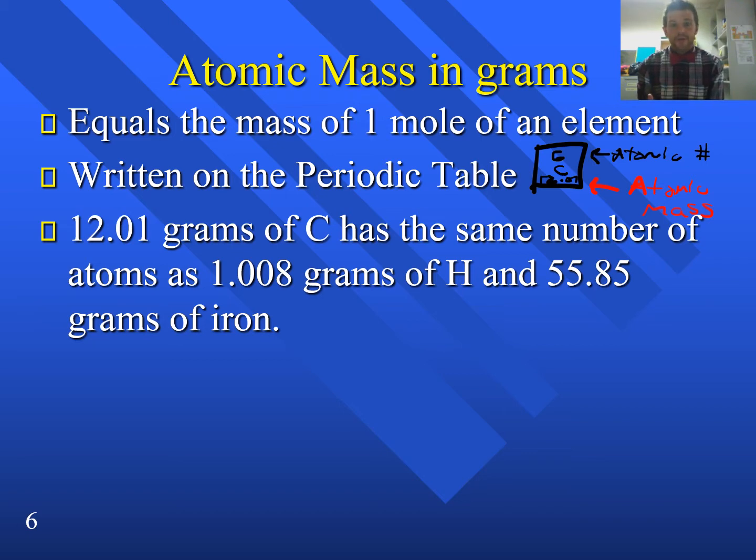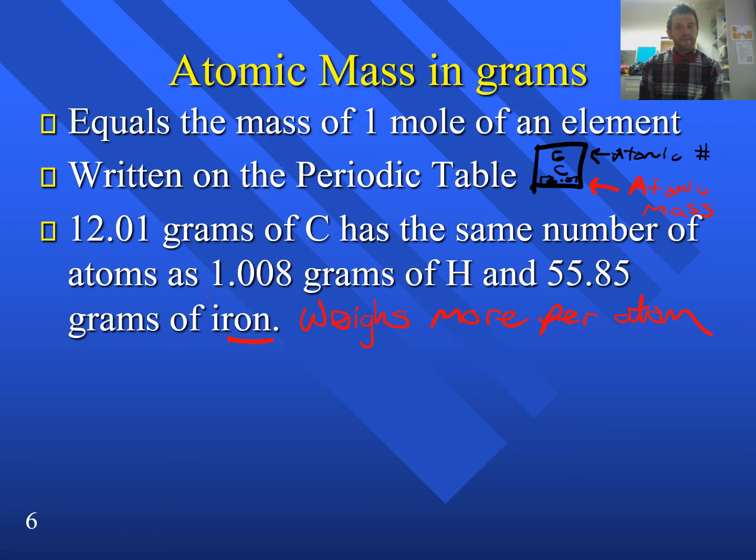12.01 grams of carbon has the same number of atoms as this many grams of hydrogen. And it has the same number of atoms as this many grams of iron. This is just because one individual atom of iron weighs more per atom.